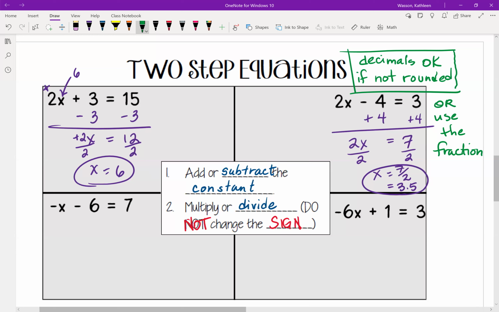I'm not sure how comfortable you are with fractions, but we will use fractions a lot this year to hopefully get you more comfortable with them.